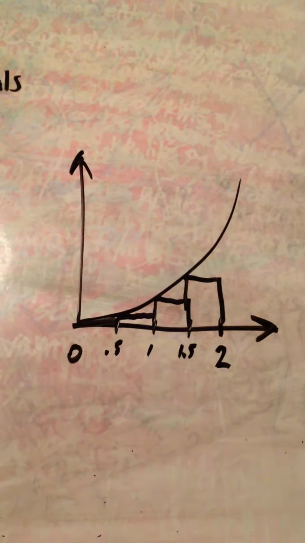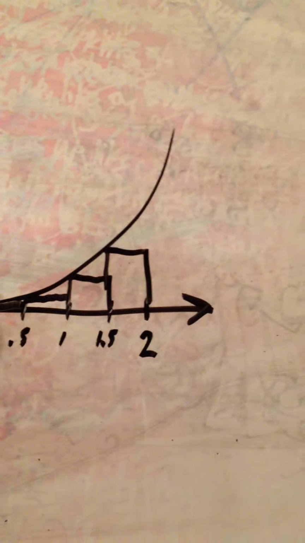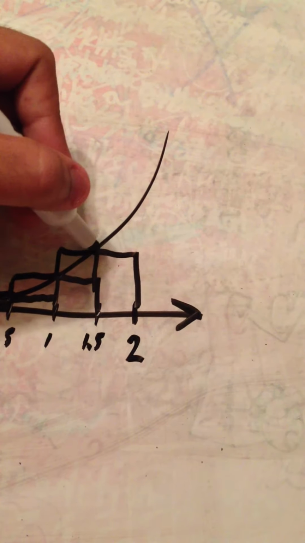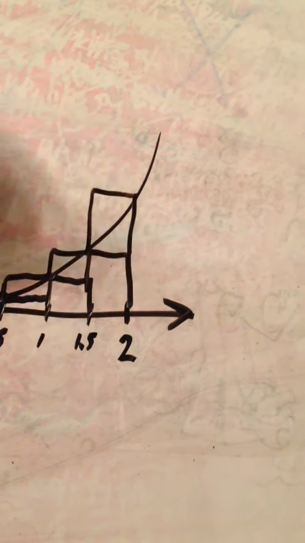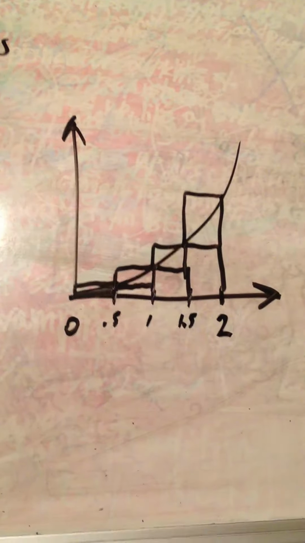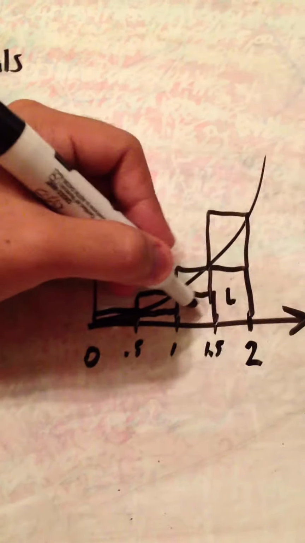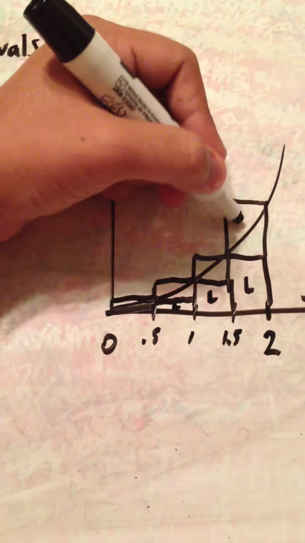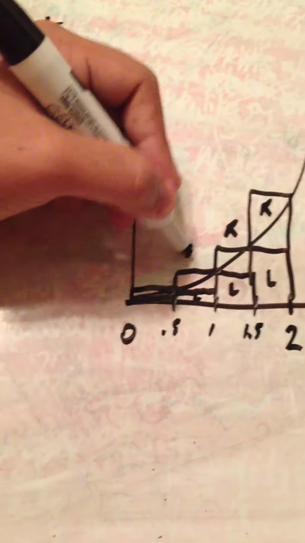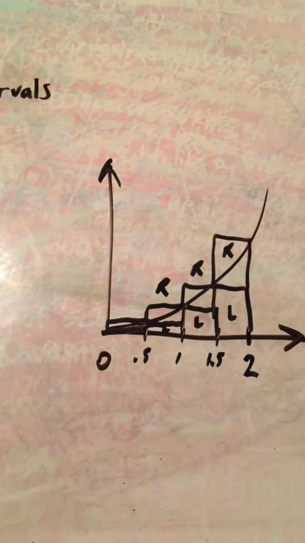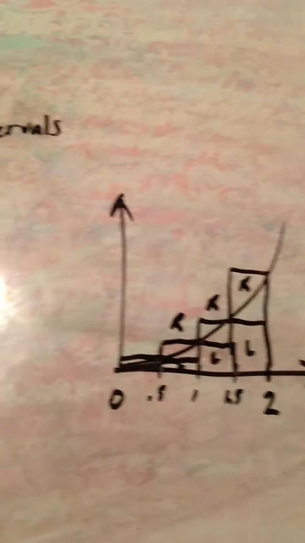Now, what's the right-hand sum? Well, the right-hand sum in this case goes like that, like that, and like that. That is the right-hand sum. So let me just label that. The left-hand sum underestimates, the right-hand sum overestimates. Yeah? Now let's find what the actual values are for each of these.